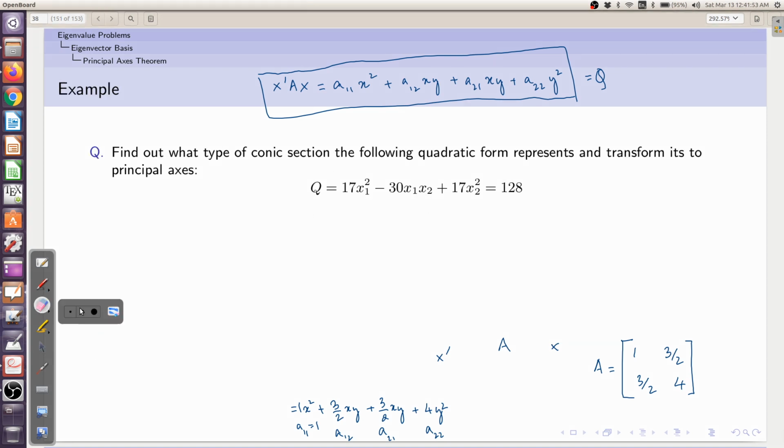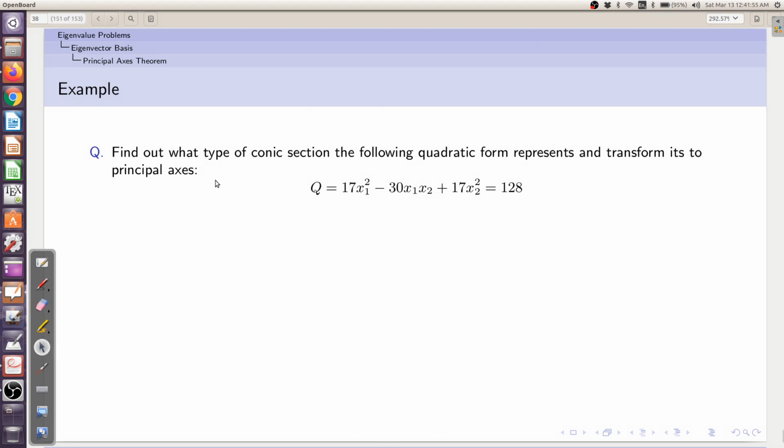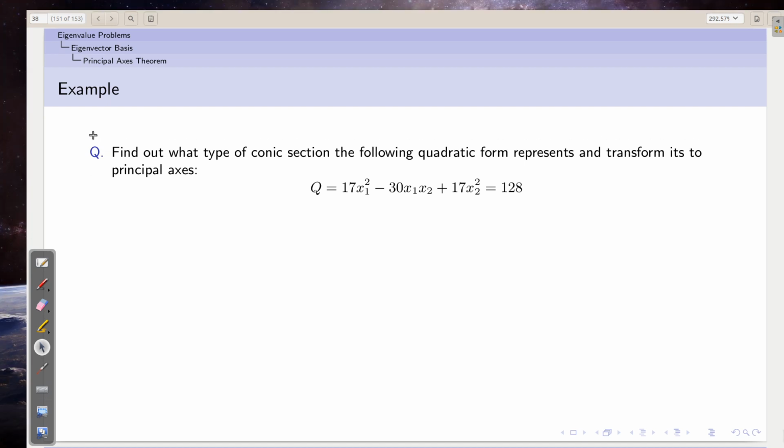Okay, so let's do a problem here. Find out what type of conic section the following quadratic form represents, and we need to transform this to its principal axis. So we have 17 x1 squared minus 30 x1 x2 plus 17 x2 squared equals 128. Let me just copy the problem.